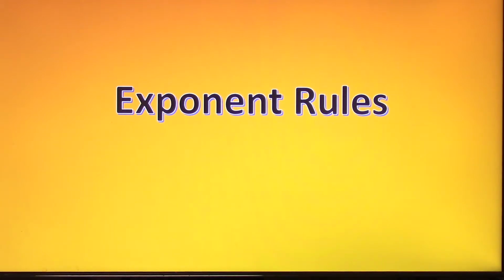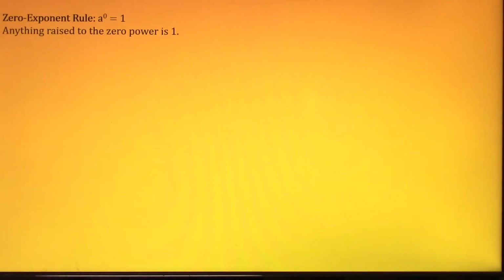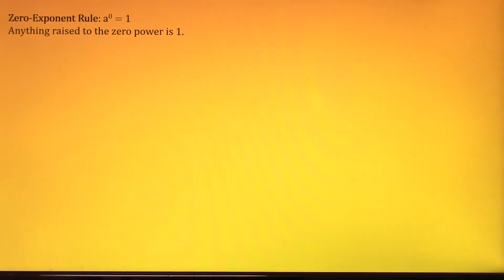And here we go. So exponent rules. Let's think about it. First exponent rule is the zero exponent rule. Any number to the 0 power equals 1. Again, any number to the 0 power equals 1.